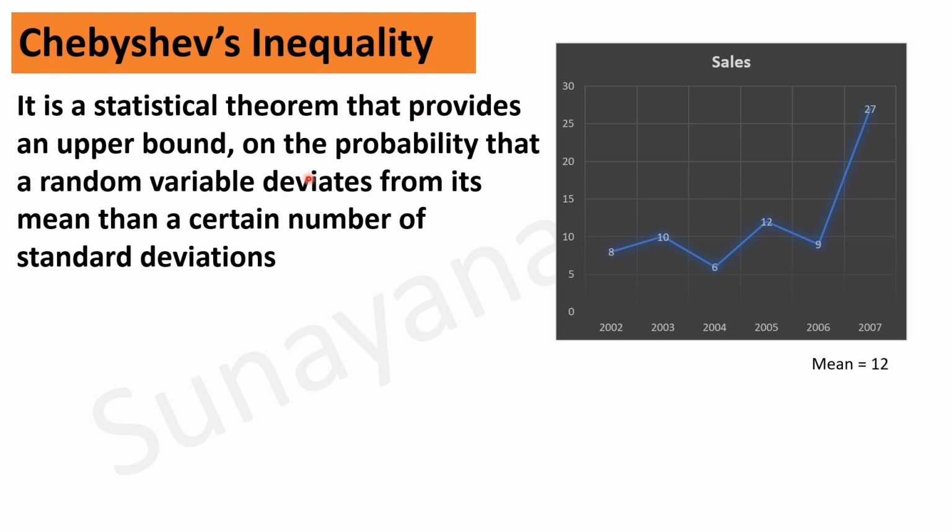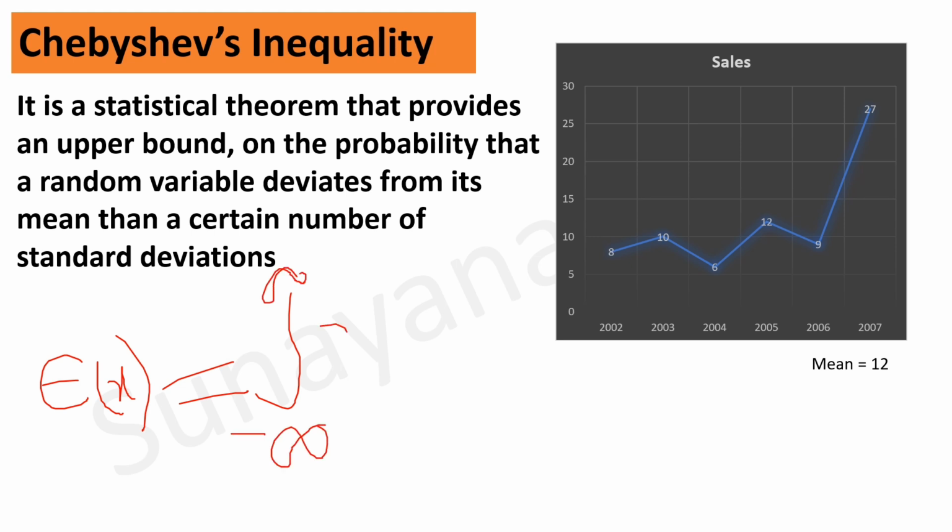Chebyshev's inequality is a statistical theorem that provides an upper bound. I hope you know what an upper bound and a lower bound are. Let us take the expectation of x. The formula for the expectation of x is the integral from minus infinity to infinity of x times f of x dx. This is the formula for the mean.